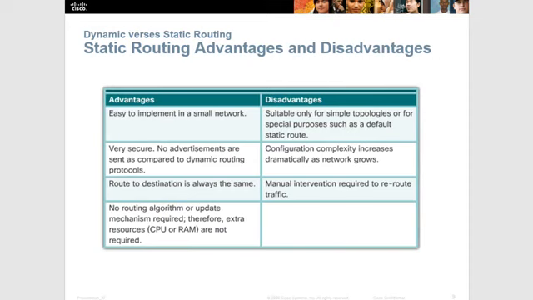Advantages and disadvantages of static routing. I believe we saw this also in the previous chapter. Easy to implement, very secure. Route is always the same, no algorithm, so it's less overhead on the CPU and the RAM. Resources are not going to be taxed at all, or as much, for static routing. Disadvantages: only suitable for simple topologies, and configuration gets a little tricky as you grow the network. Manual intervention required to reroute traffic if a route goes down.